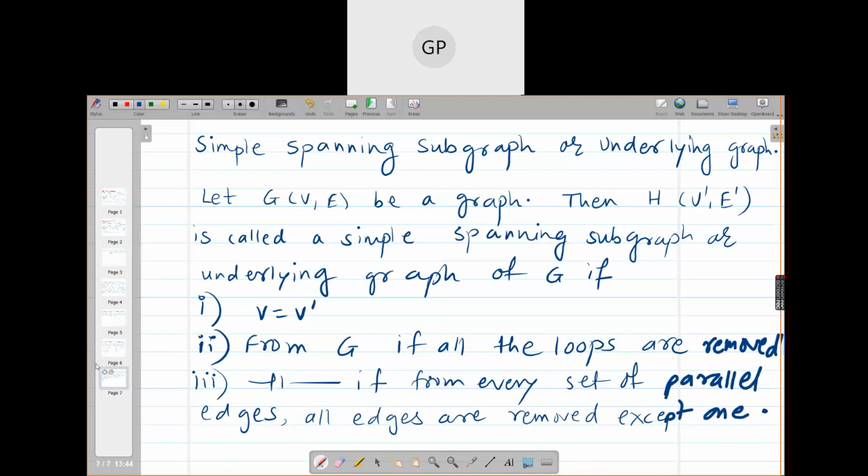Finished writing the definition? So we will have an example of it.